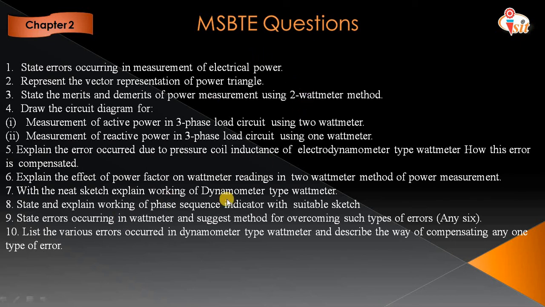So from these questions we conclude what the main topics are. Main topic is measurement of power by using the two wattmeter method. Please write this down. Then errors in a wattmeter and how to compensate the error. Then measurement of power using the one wattmeter method. Then power triangle. Then dynamometer type wattmeter.